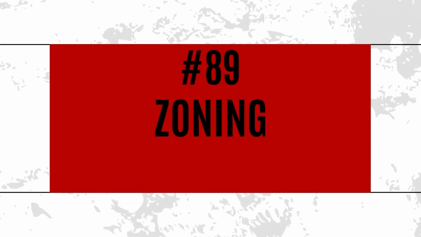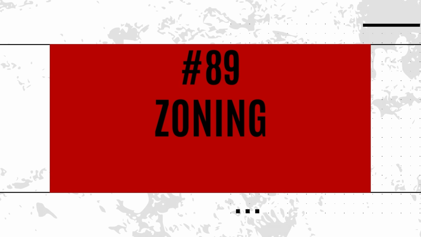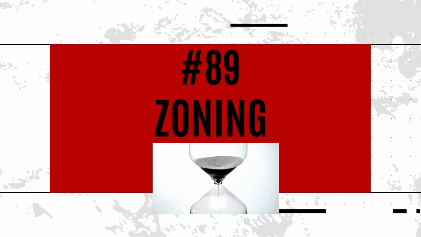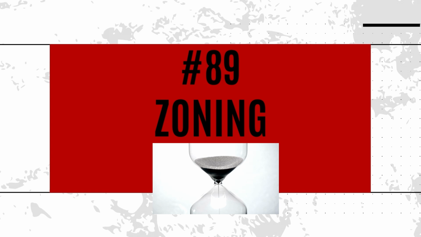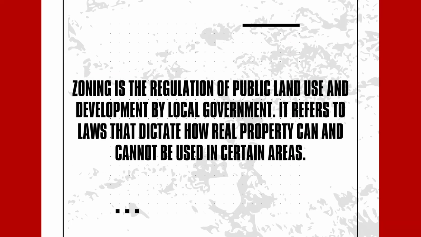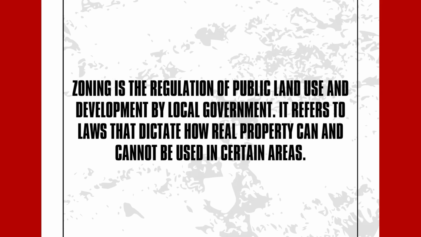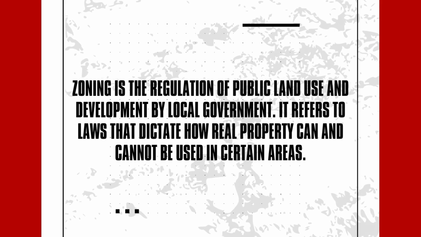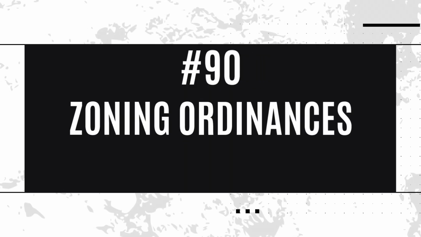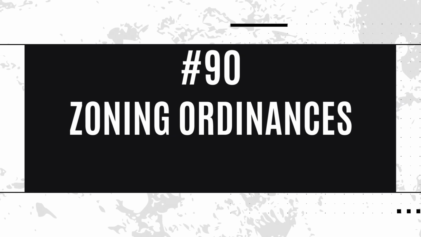Next up is zoning. Take a few seconds and think about it. Zoning involves local government rules for public land use and development. These laws determine what real property can or cannot be used for in designated areas, significantly impacting community growth and land preservation. Next term, let's get it. Zoning ordinances. Go ahead, take a guess.